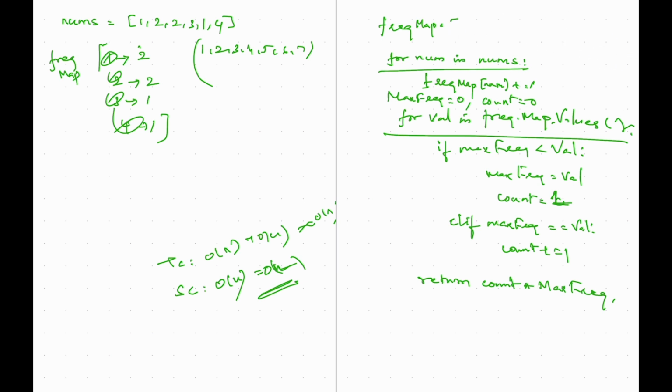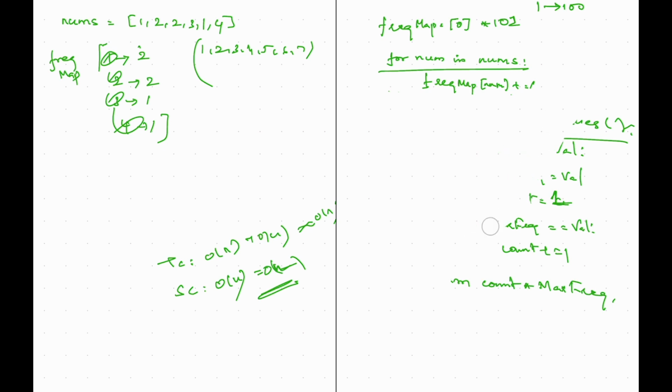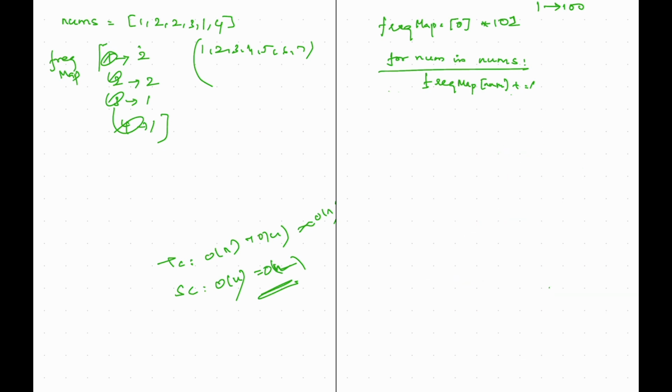They have told us nums will range from 1 to 100, right? So you are taking an array of length 100. Now what we will be doing, you are traversing through the same nums, frequency map of num plus equals 1. So here num will already be present, right? It will be present in 1 to 100. So the same, we'll have max frequency as 0 and count as 0.